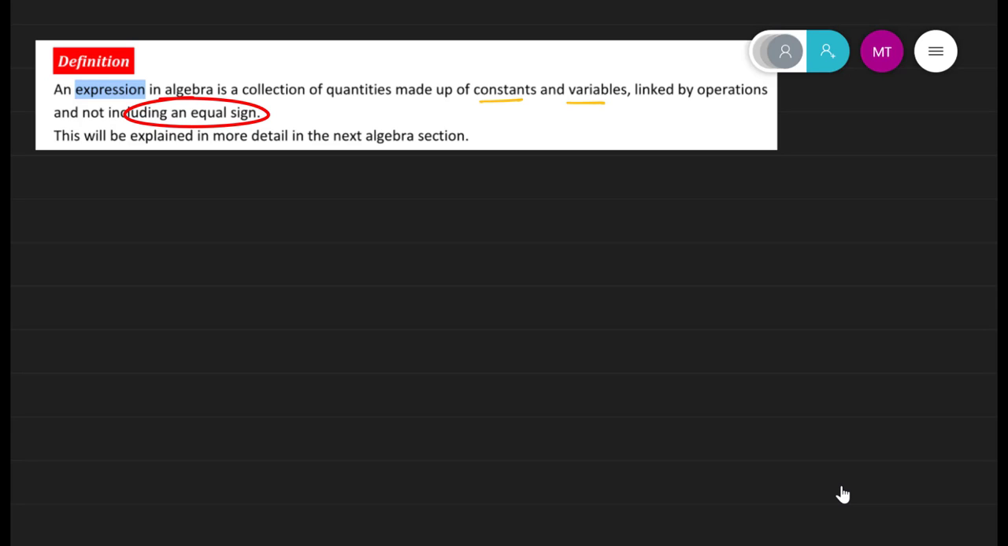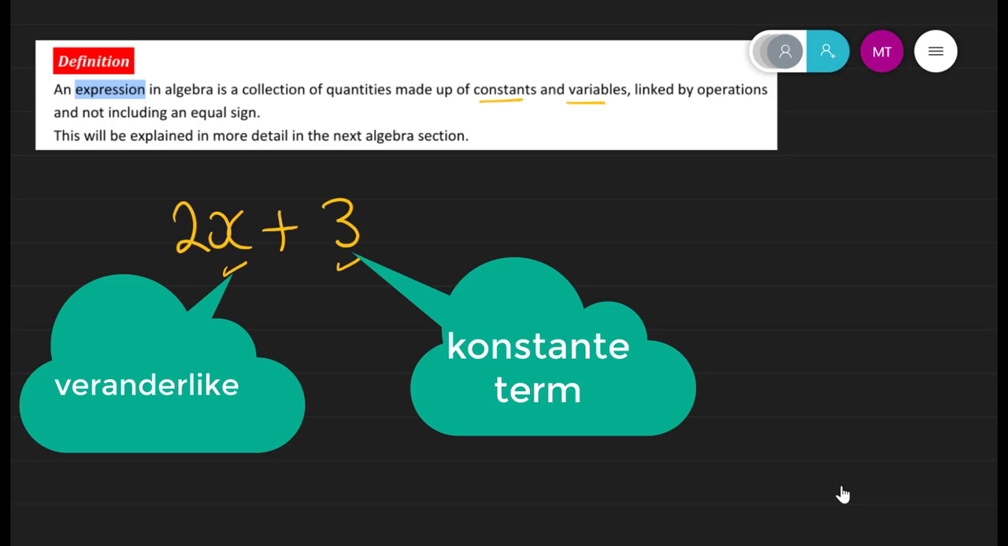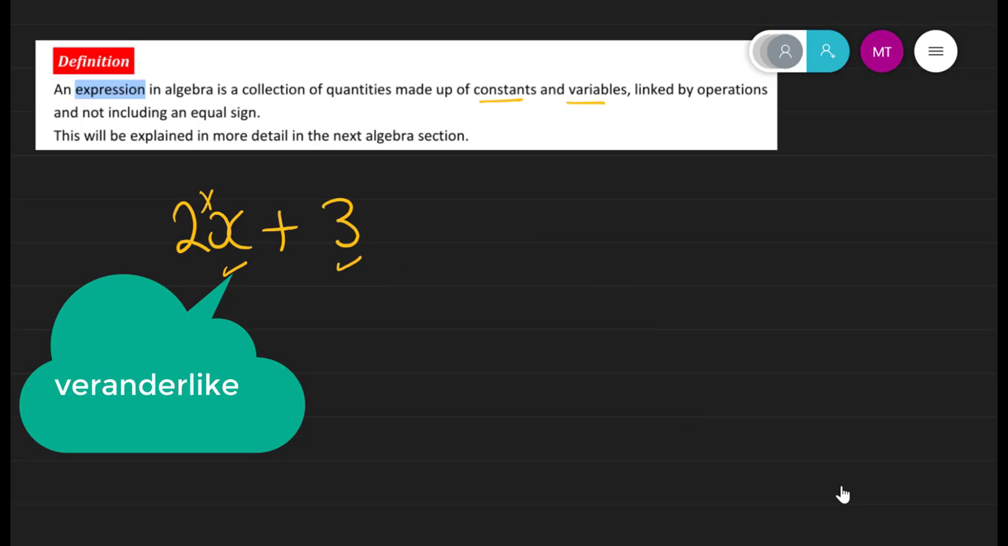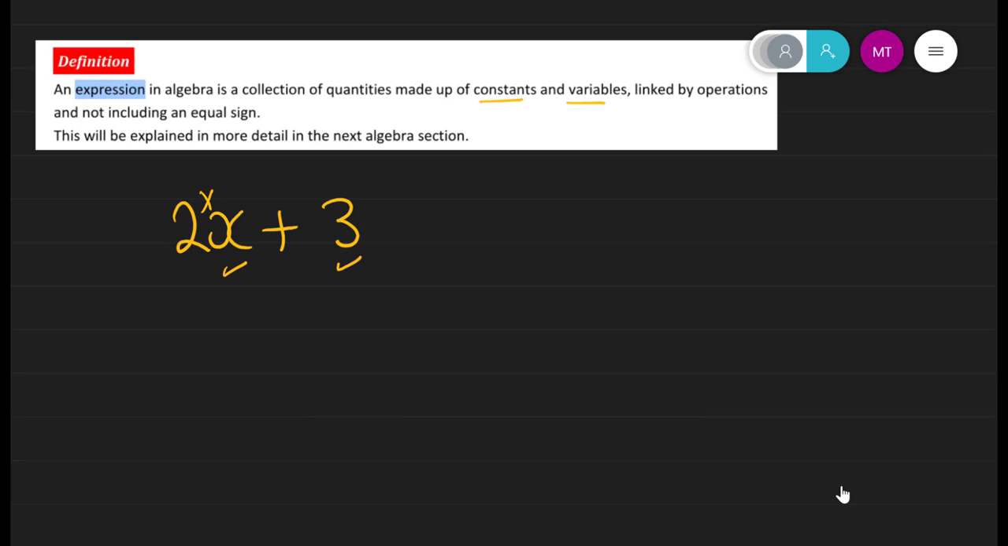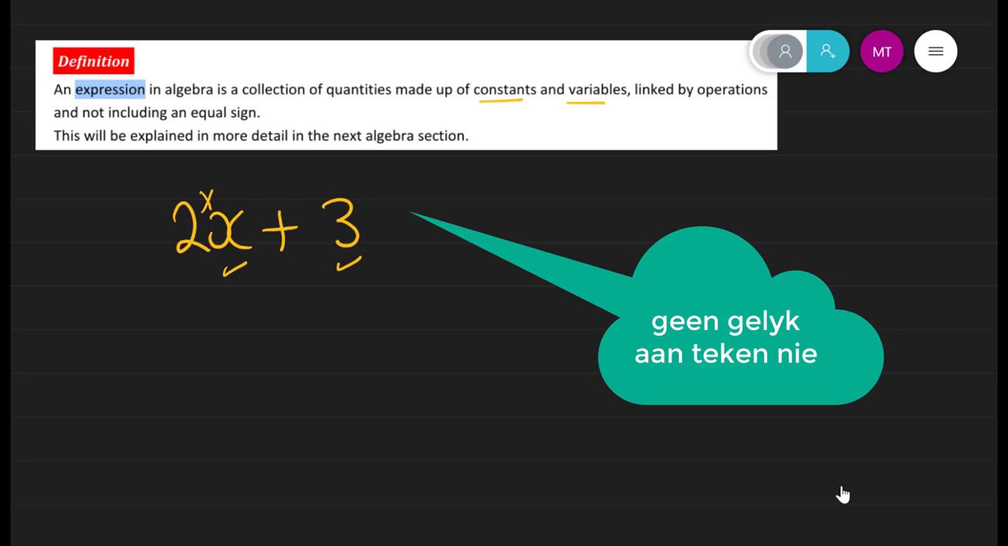If they say a collection of quantities, it can be, for example, 2x plus 3. Do you see that there are two quantities and then there are constant values? The 3 is a constant value, the variable is x, and it's linked by operations. 2x means 2 times x, so there's an operation, and then plus 3, there's an operation. But what is important is that there's no equal sign. So this is a type of expression.